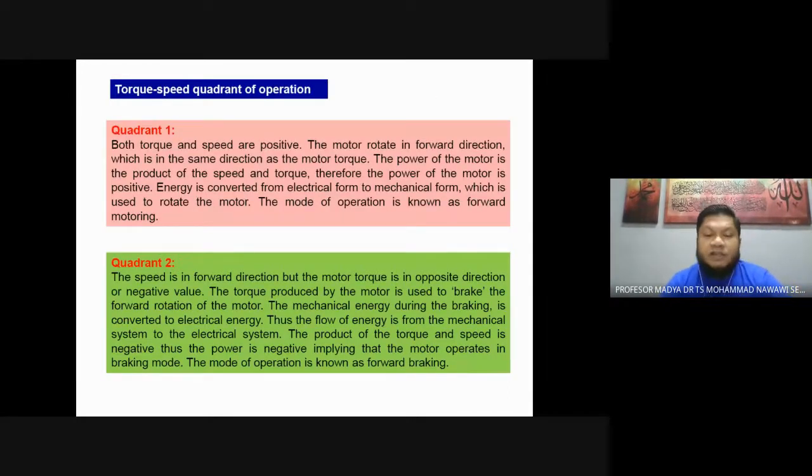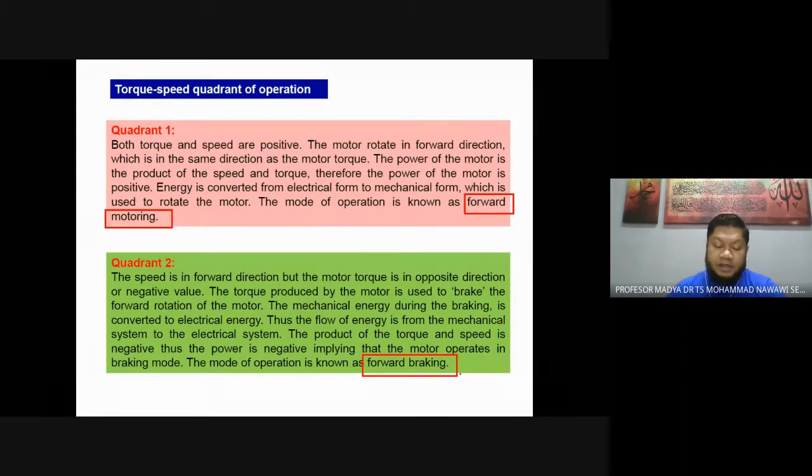The energy is converted from electrical to mechanical form, which is used to rotate the motor. The mode of operation is known as forward motoring. So you have to remember this. It's always known as forward motoring. In the second quadrant, you can read that it is known as forward braking.